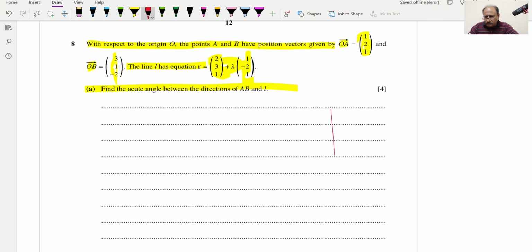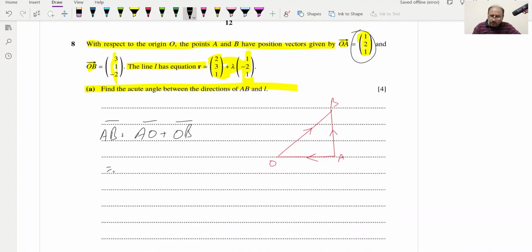If we draw a rough vector diagram like this one, with O, A and B, we need AB basically. So AB we can rewrite by taking the route AO plus OB. We can write AO plus OB, these will be the vectors, and we have AO which is provided over here.